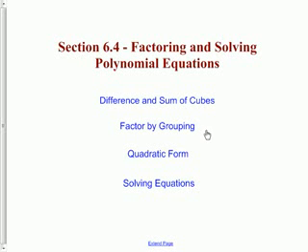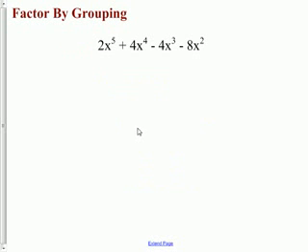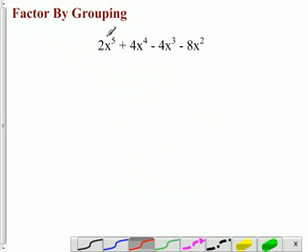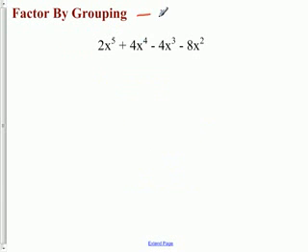Our second video is going to focus on the concept of factor by grouping. This is for section 6.4, factoring and solving polynomial equations. In factor by grouping, one of the first things I want to remind you is that it is one of our only factoring methods where you're always going to have 4 terms. So if you see 4 terms that you can't combine, that tells you that we're going to do grouping.